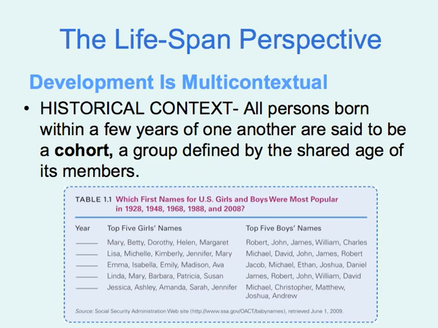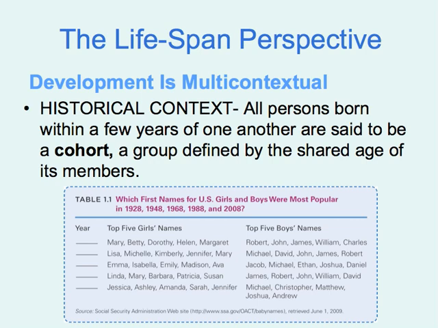Another important aspect of the lifespan perspective is that development is multi-contextual. So contextual generally refers to the fact that the context or the surrounding factors, surrounding variables, also contribute to the way that a person develops. So the historical context is a very important context, particularly because of what's known as a cohort effect. So all persons born within a few years of one another are said to be part of a cohort. This is a group defined by the shared age of its members.